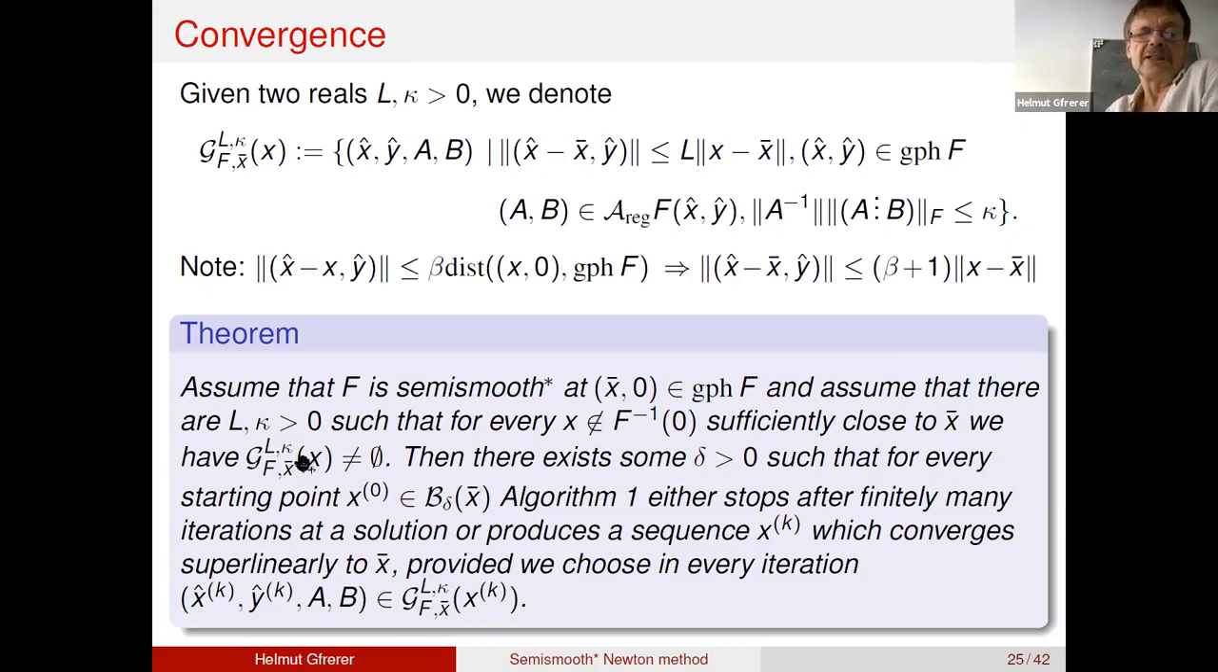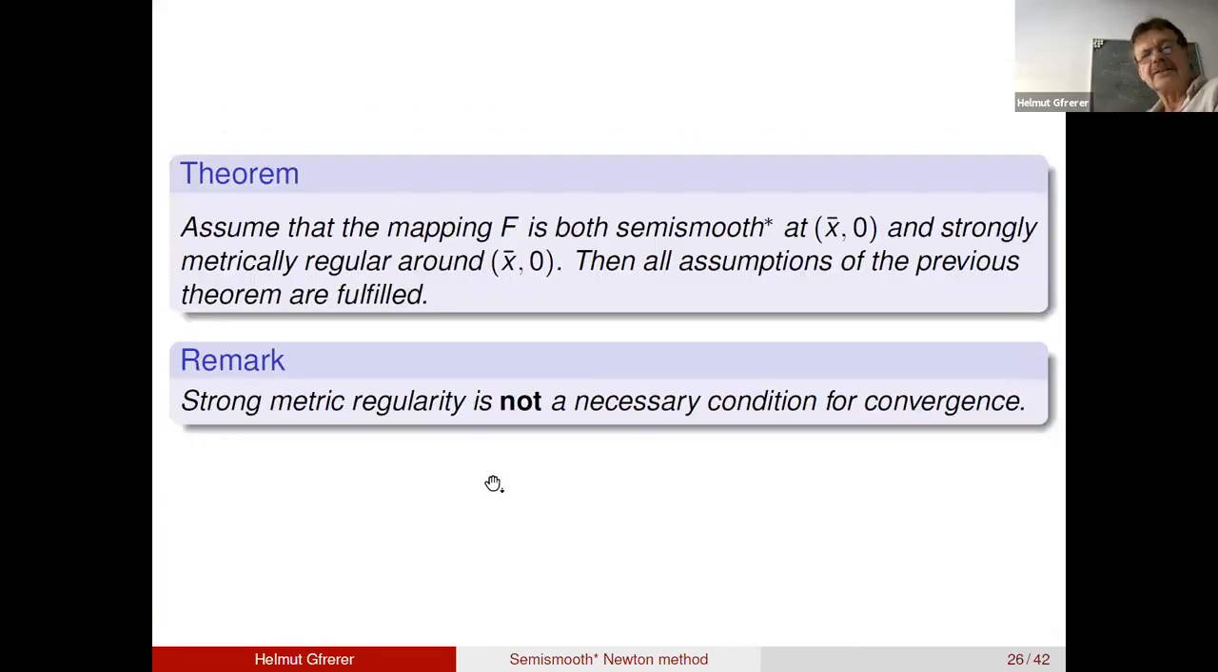Now of course the question appears: when is this condition fulfilled, that the set G L kappa of x is not empty? This answer gives us the following theorem. Let us assume that F is semismooth star and strongly metrically regular around the solution. Then the assumptions from the previous theorem are fulfilled. That is, we can achieve superlinear convergence. Let us mention that strong metric regularity is not a necessary condition for convergence.